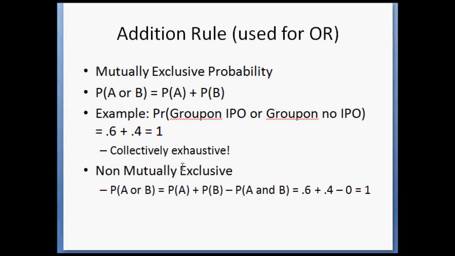If it's not mutually exclusive, we have to use a different addition rule. So you have to subtract off the probability that both occur, which would of course be 0 if they were mutually exclusive. So that's what's showing here.